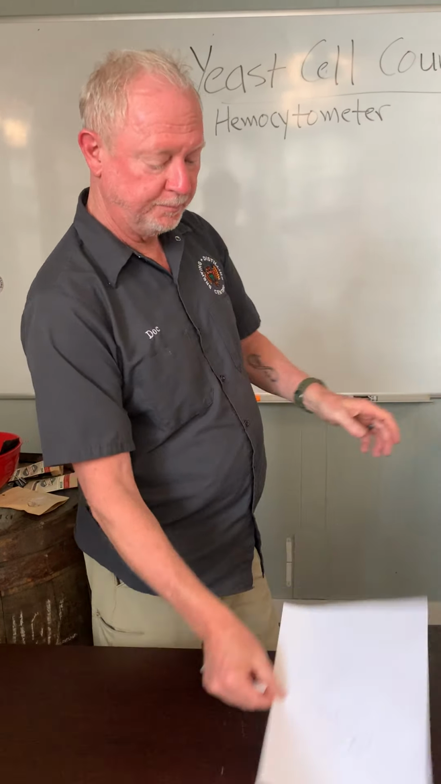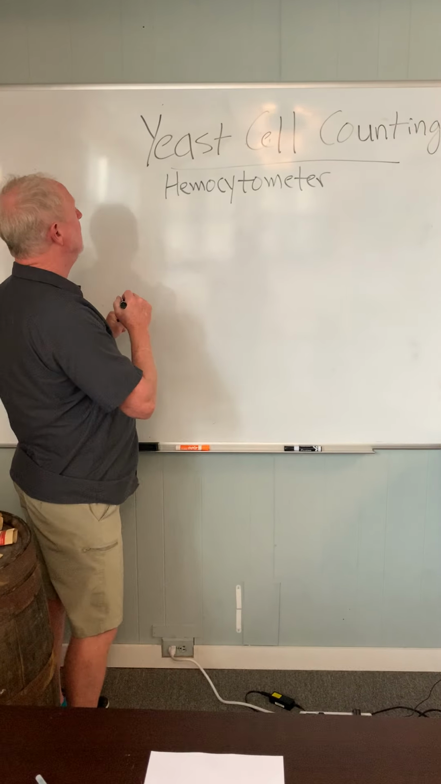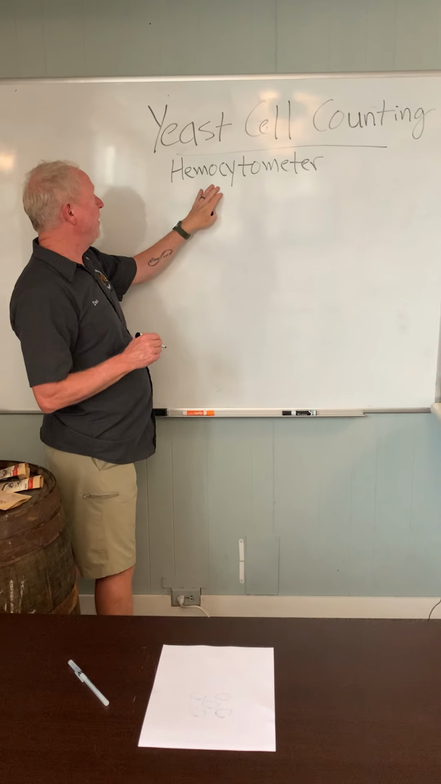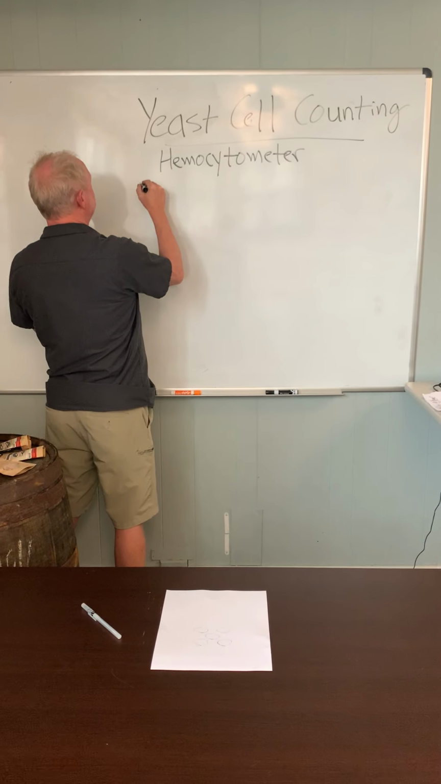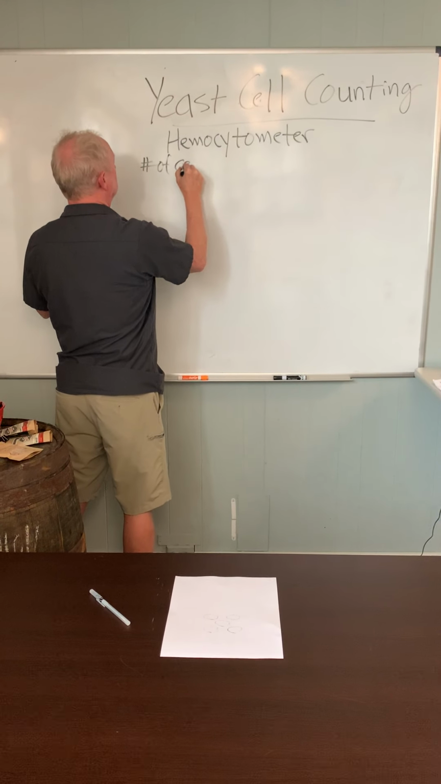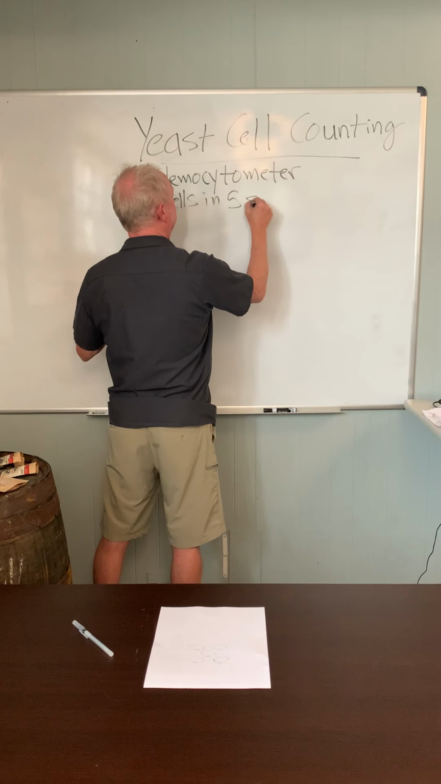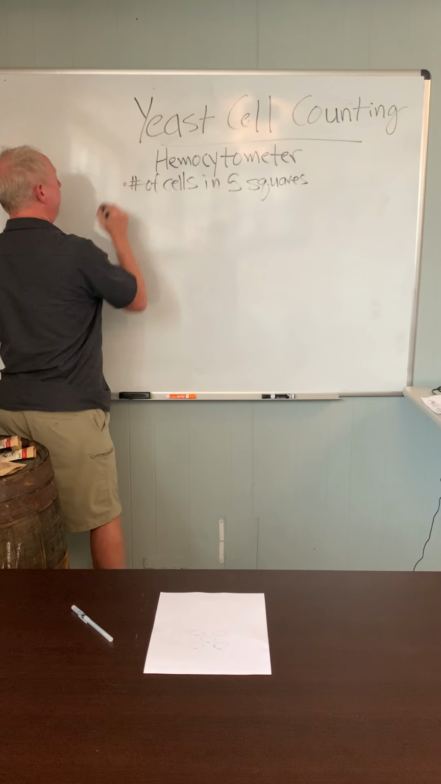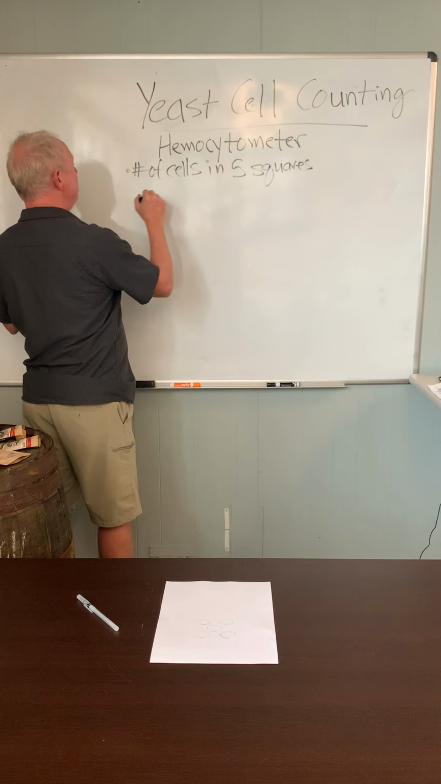Okay, but I also wanted to show you this. Let's look at our formula. So let's do our overall formula, and we'll explain what the formula is. So yeast cell counting, hemocytometer, there it is spelled out. That's our fancy slide that we're going to use to count the cells. So yeast cell counting is number of cells in the 5 squares that I just showed you. Okay, that's one factor.